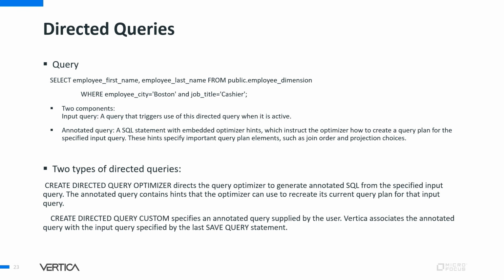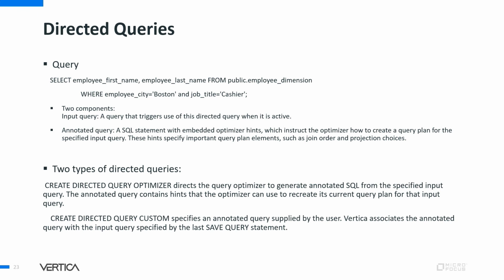A directed query pairs two components: an input query and an annotated query. An input query is a query that triggers use of this directed query when it is active. An annotated query is a SQL statement with embedded optimizer hints, which instruct the optimizer how to create a query plan for the specified input query. These hints specify important query plan elements such as join order and projection choices, and a few other things.